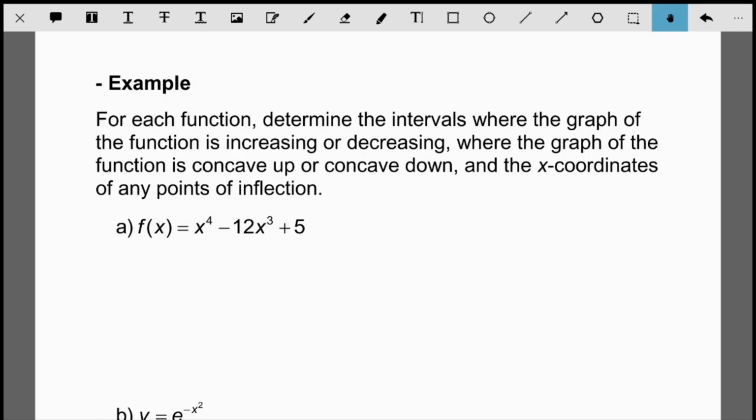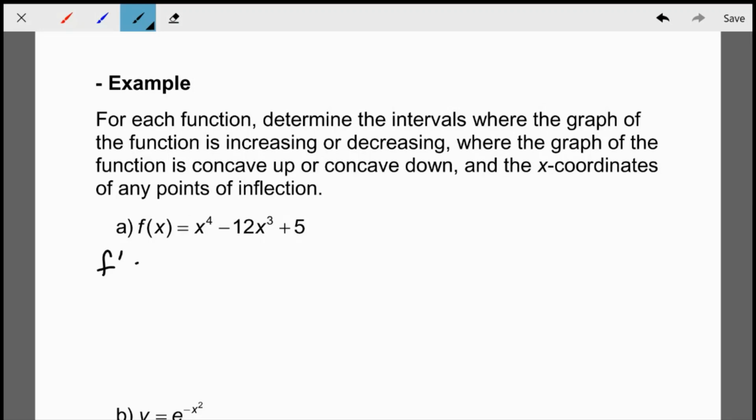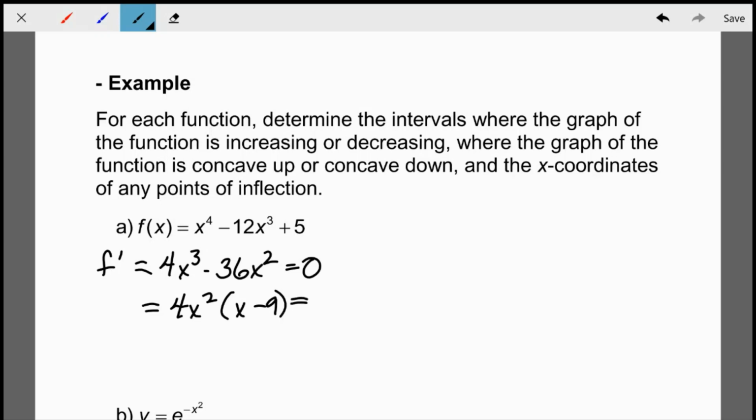So here we've got a quartic function, and what they're asking us to do is determine where the function is increasing or decreasing, where it's concave up or concave down, and x coordinates for points of inflection. Okay, so we're going to need to look at the first derivative and the second derivative. So f prime here would be 4x cubed minus 36x squared. Okay, I want to set that equal to 0 because I'm looking for critical points. And when I do that, what I'm going to get here is 4x squared times (x minus 9) is equal to 0. Okay, so clearly I've got critical points at 0 and at 9.